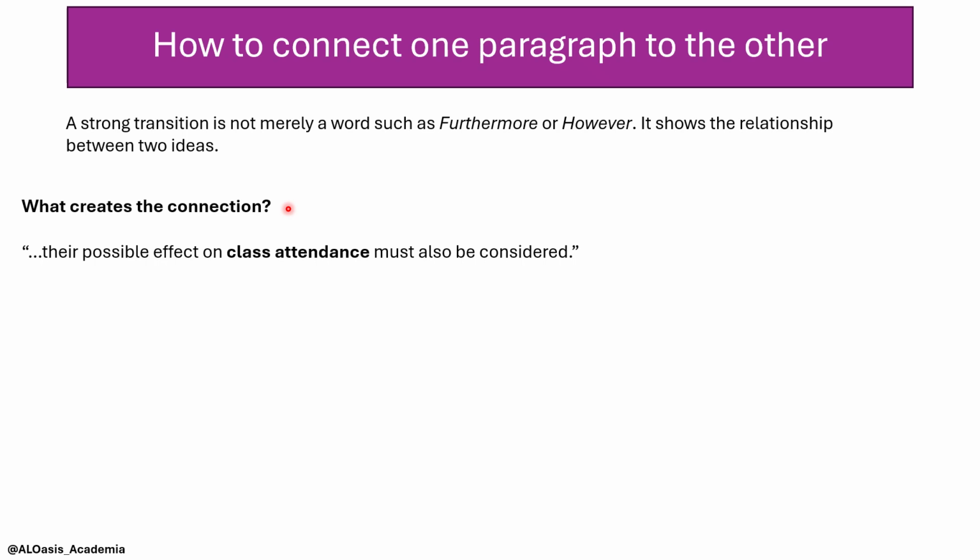So let's consider the paragraph we've just shown as the first paragraph we wrote, about recorded lectures. That paragraph ended with "their possible effect on class attendance must also be considered." That was the last sentence we wrote in the previous paragraph. Now we want to write the second paragraph. So how can we make it clear to the reader that there's a connection between the second paragraph we are about to write, the new one, and the paragraph we have just written, the older one?